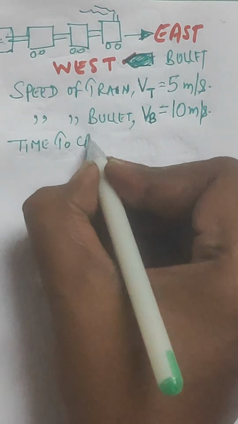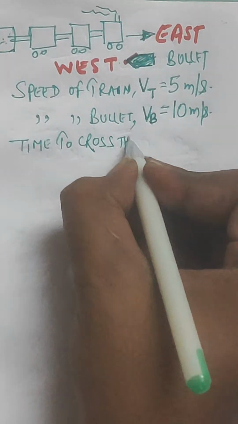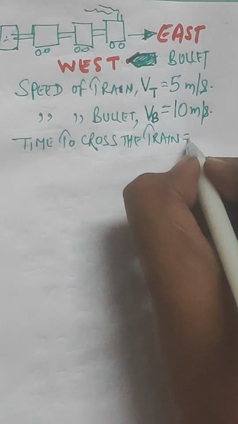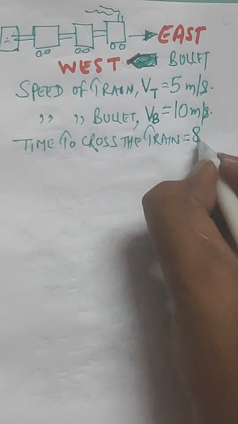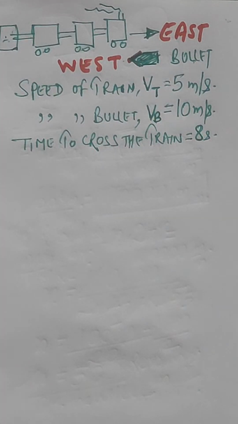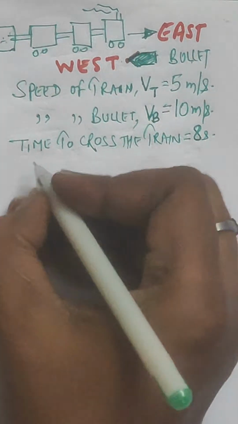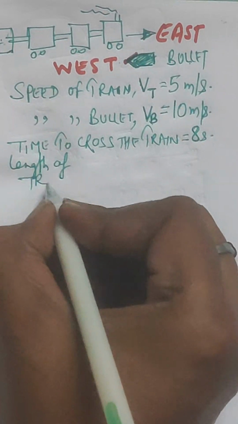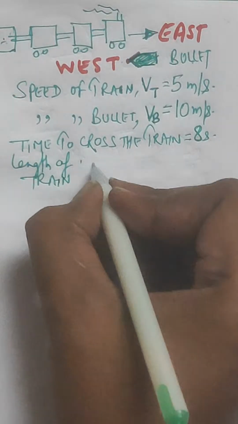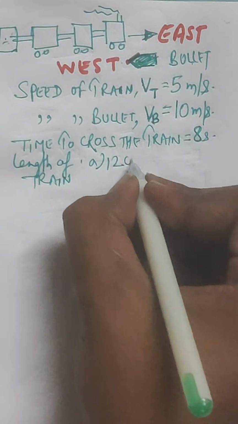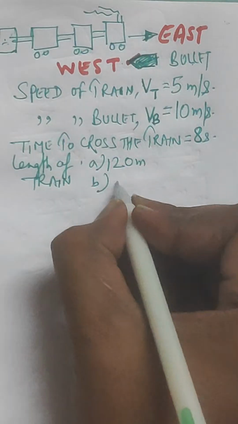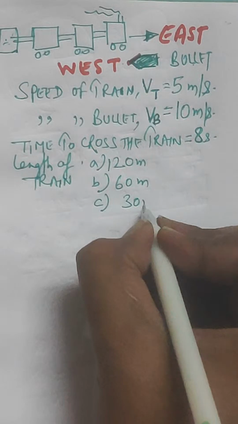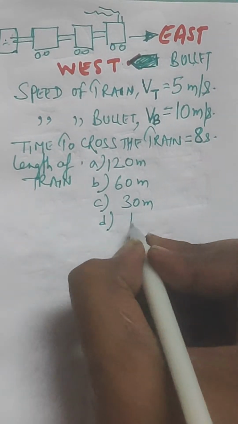Time to cross the train is nothing but it's equal to 8 seconds. It's given to you, right? Now the length of train is how much? Option A given to us is 120 meter. Option B given to us as 60 meter. Option C given to us as 30 meter. Option D given to us as 15 meter.